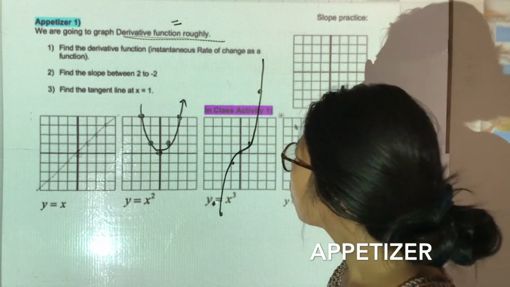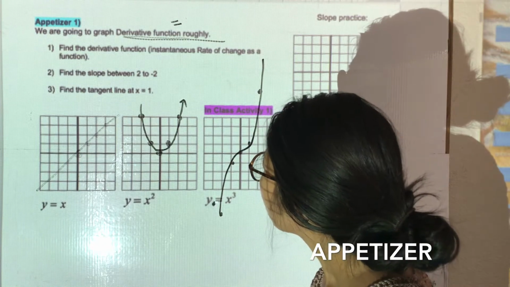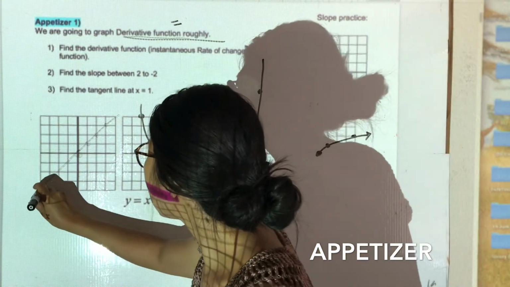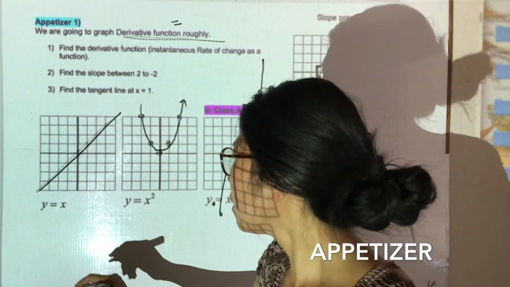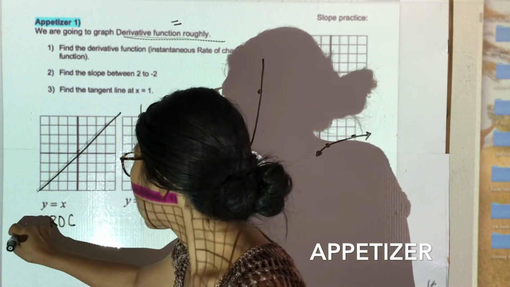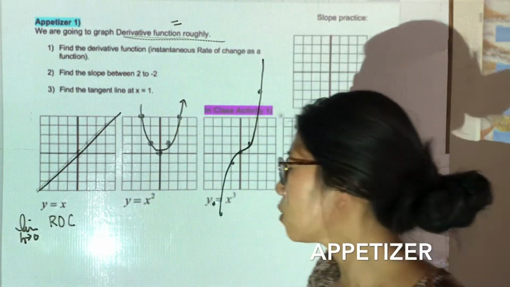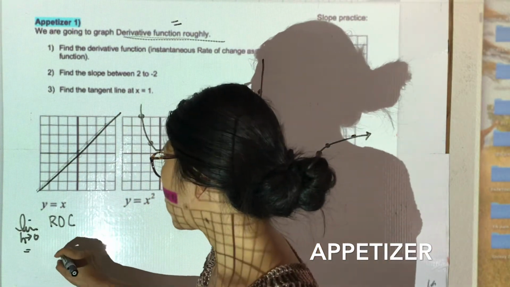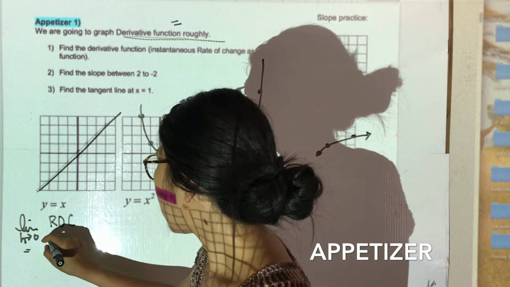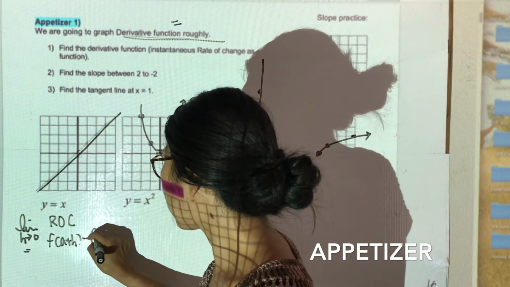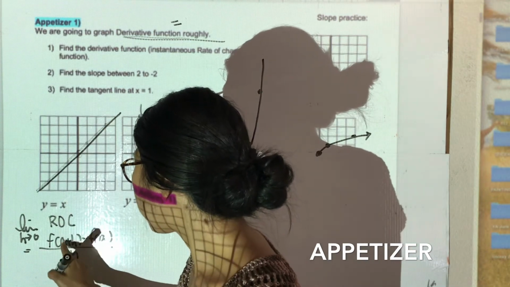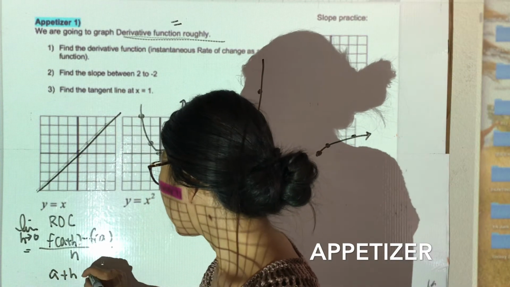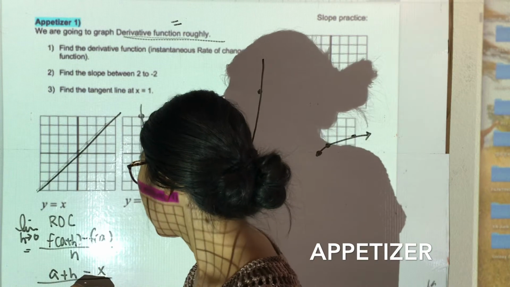Okay, so I graphed, and then we are going to find the derivative function. How do we find the derivative function? That's going to be rate of change. I have to take the limit as h goes to 0. So let's plug into rate of change for this function, which is f of a plus h minus f of a over h. So if I plug in here, it's going to be a plus h minus a over h.